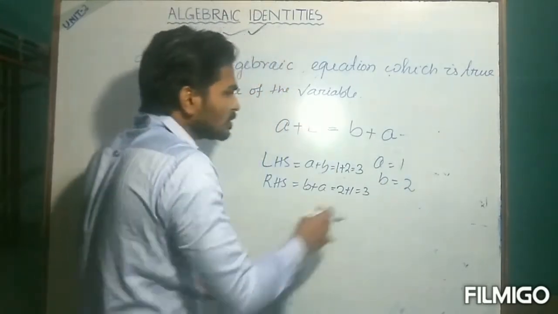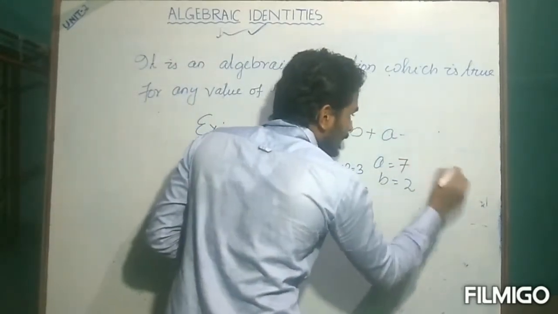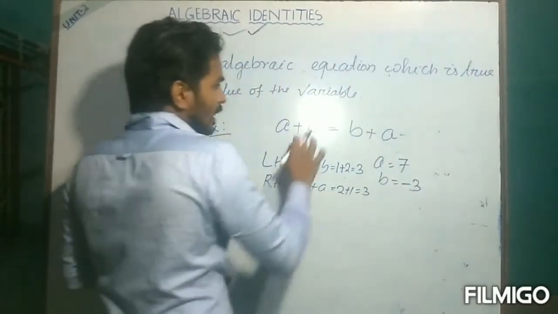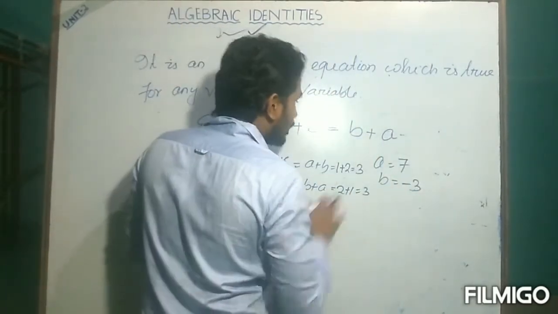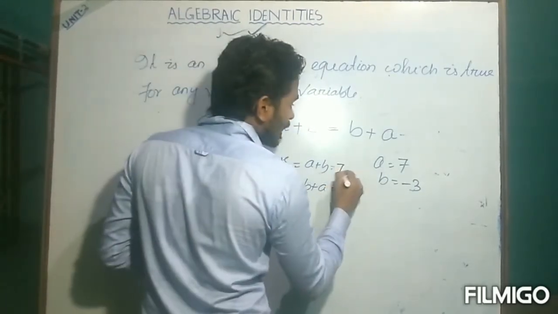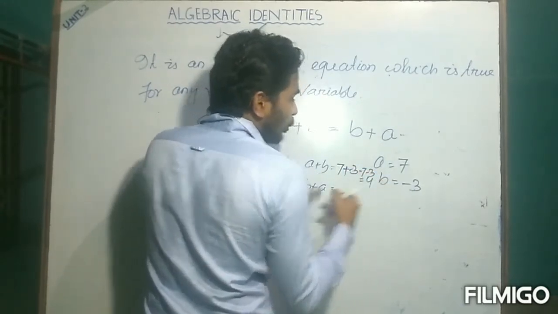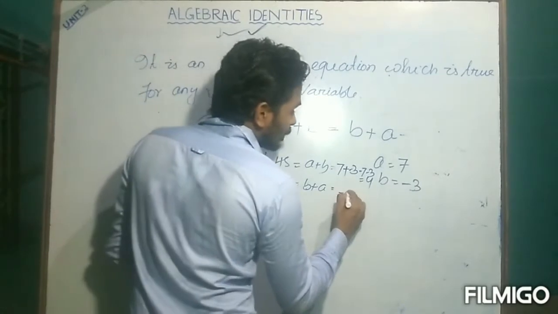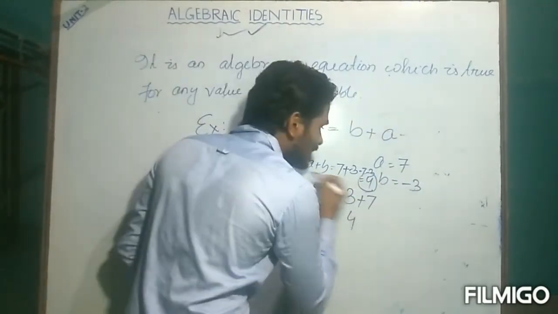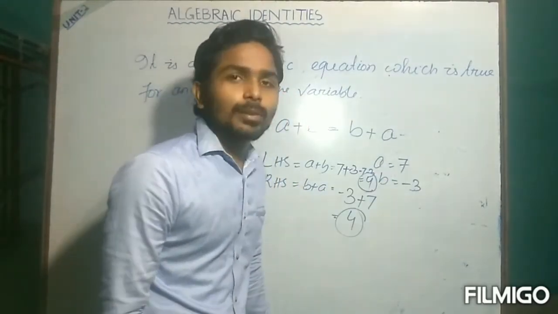Suppose we put a different value of a. Suppose we put a to be 7 and b to be minus 3. Will these two sides be the same? Let us find. a is 7 plus b is minus 3, so 7 minus 3 is 4. And RHS is minus 3 plus 7, that is 4. Here you can see both LHS and RHS are equal for a is equal to 7, b is equal to minus 3.